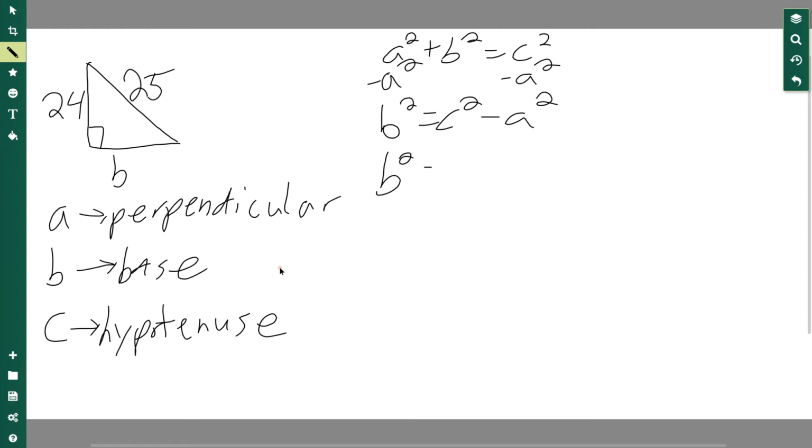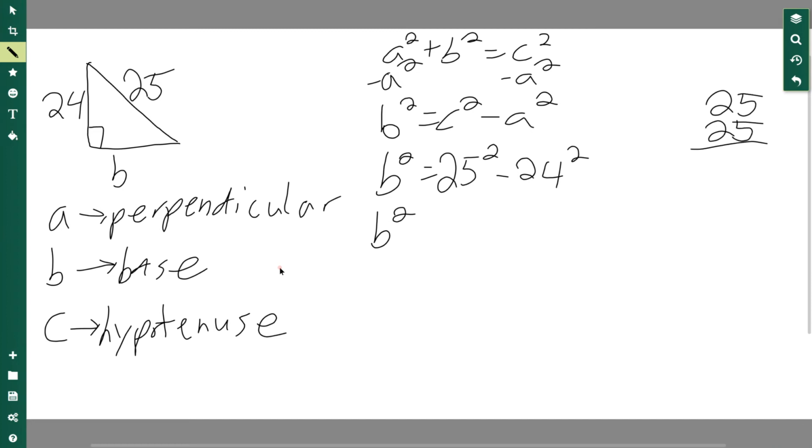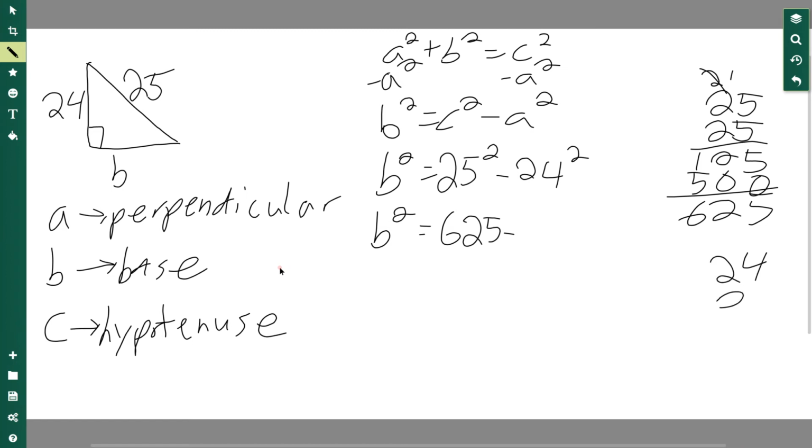So let's plug in our values. C is 25, so we'll have 25 squared here. And a is 24, so we'll plug that in. Now you may not know these values off the top of your head, so I'll just do them out on the side here. 25 times 25 would be equal to 625. So we have 625 minus 24 squared. So I'll multiply that out.